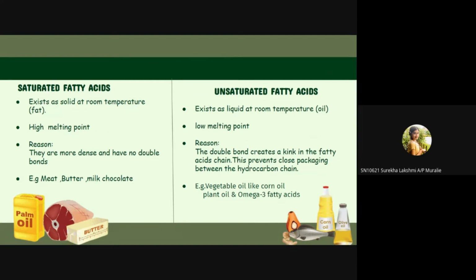Next, for unsaturated fatty acids, we have vegetable oils like corn oil, plant oil, and omega-3 fatty acids. These omega-3 fatty acids are unsaturated fat in fish. This acid gives benefit to health and reduces the risk of heart disease.